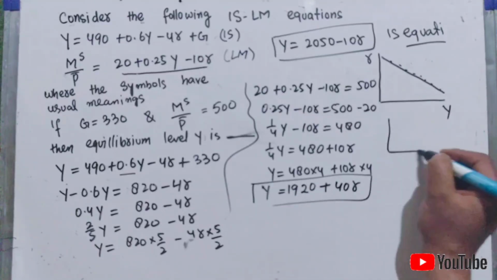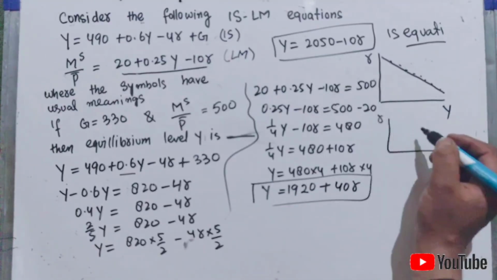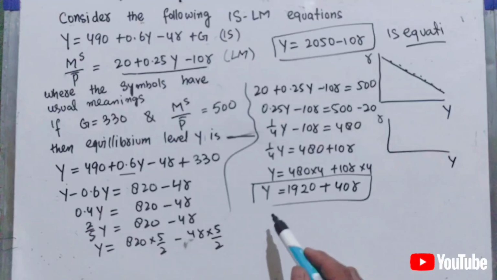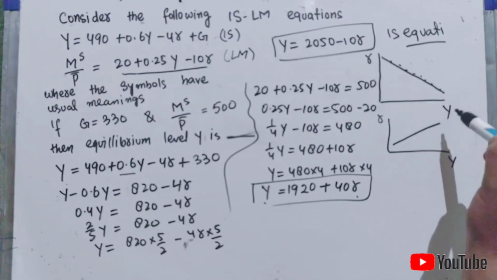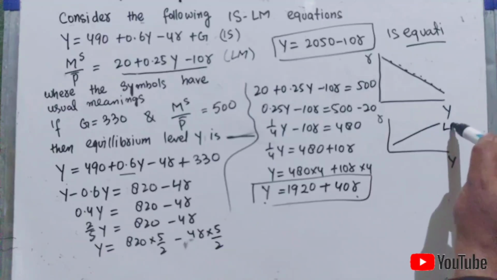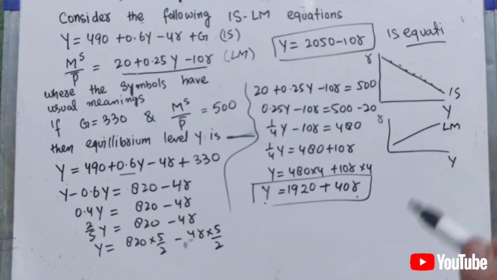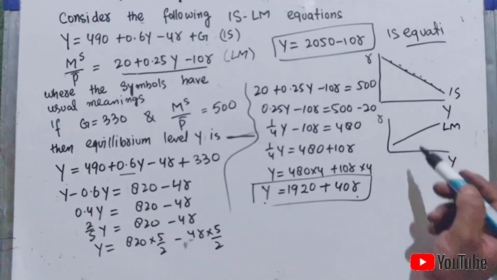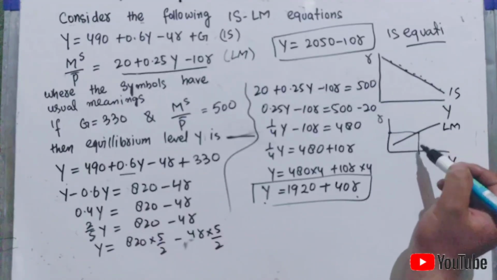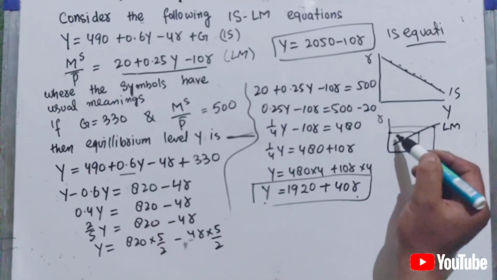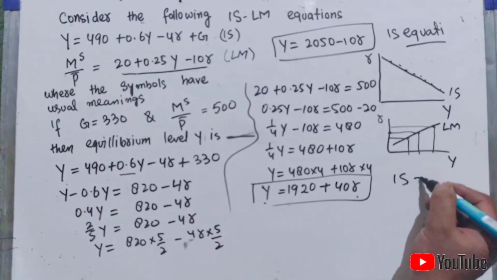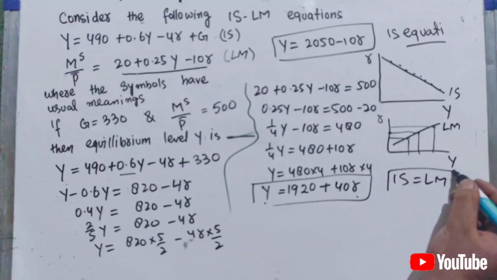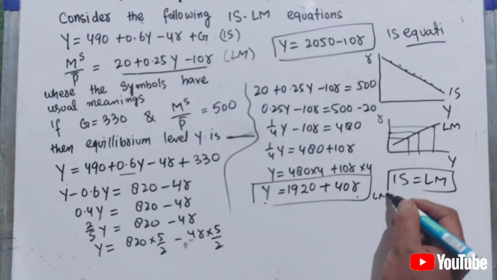So what does the LM equation tell us? It shows us there is a positive relationship between the level of output and the rate of interest. So it is the LM curve, upward sloping. It shows us different combinations of rate of interest and level of income for which the money market is in equilibrium. For simultaneous equilibrium, IS should be equal to LM. So this is our LM equation.